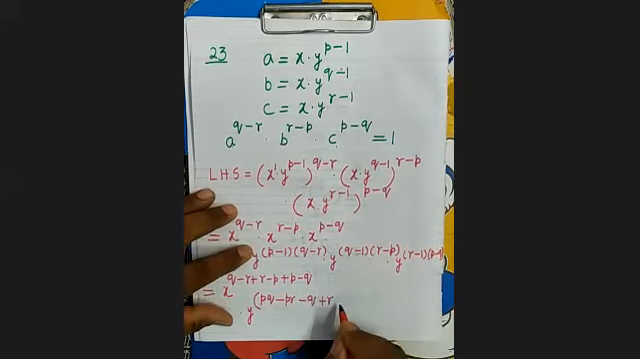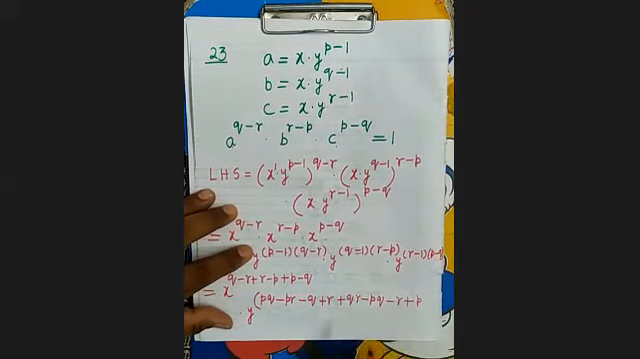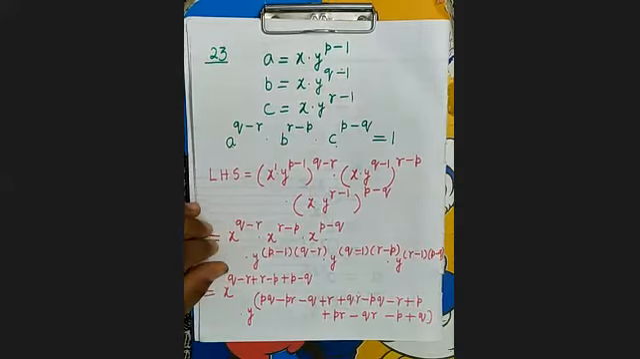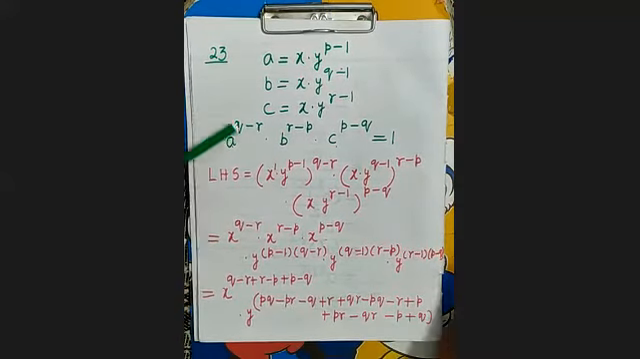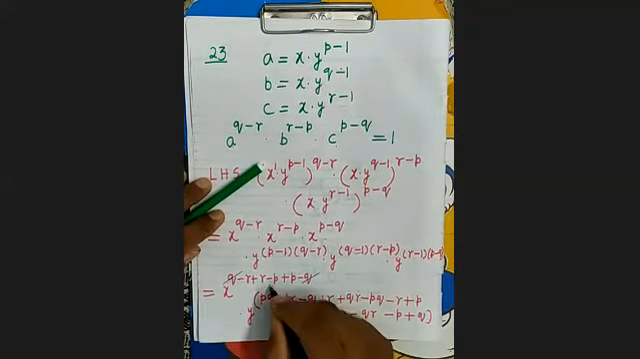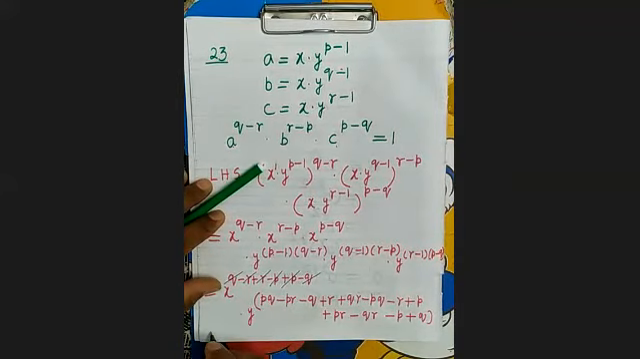Then from here, what will you get? qr minus pq minus r plus p. And from here, pr minus qr minus p plus q. Simplify. You can get here q minus q, minus p plus p, minus r plus r. All powers cancelled, x to the power 0 into.